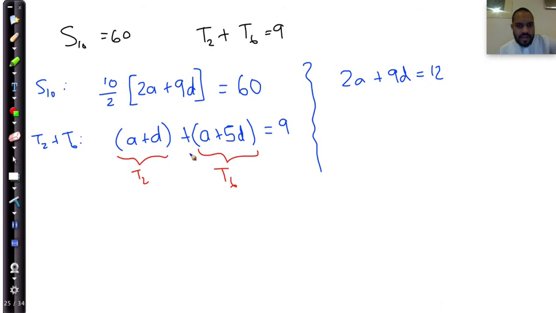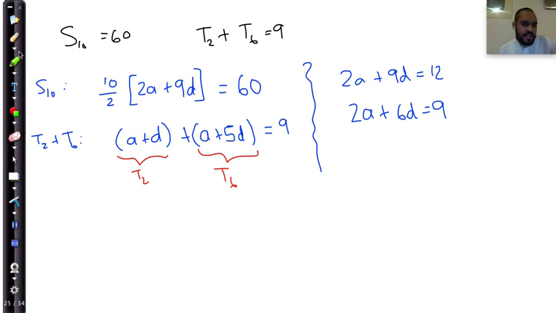And on the bottom one, remember A plus A is 2A. And 5D plus D gives me 6D. And 6D plus 2, oh my word, horrible mistake there. That was 2A plus 6D is equal to 9.